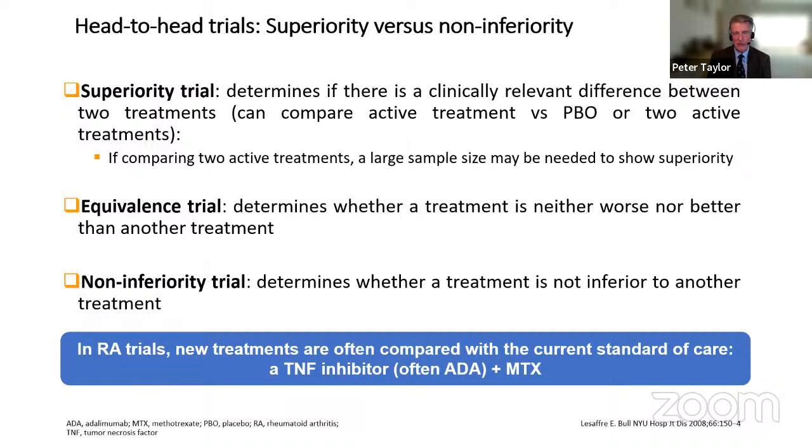So in rheumatoid arthritis trials, nowadays, many new treatments are compared with the current standard of care, and very often that's considered to be an anti-TNF. Adalimumab has often been chosen because it has been the most widely prescribed anti-TNF, usually together with concomitant methotrexate. And again, we'll look at examples to illustrate this.